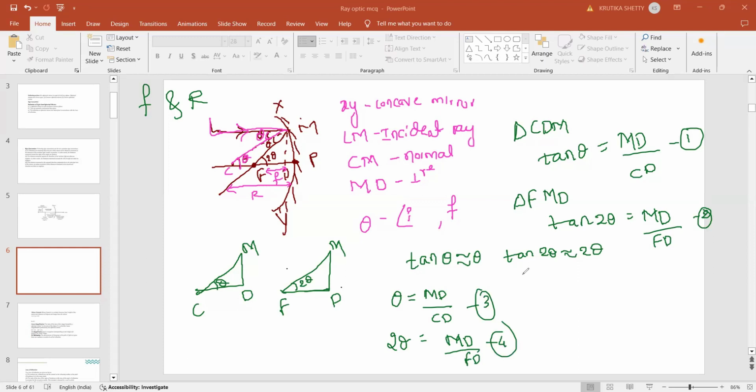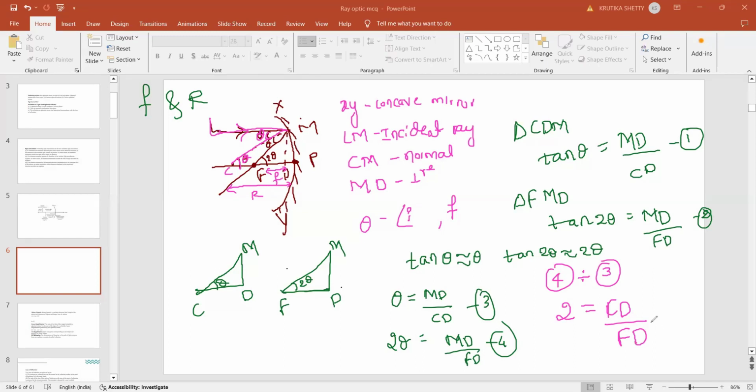Now what we are going to do is divide 4 by 3. The last step of the derivation. Very simple derivation. So what will we get here, students? Dividing 4 by 3, theta theta will get cancelled, so what remains is 2. Because theta theta will get cancelled, MD will also get cancelled. Therefore it will be CD divided by FD. The remaining term is CD divided by FD.